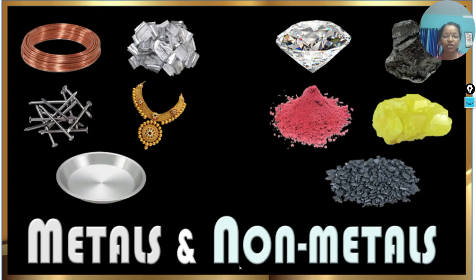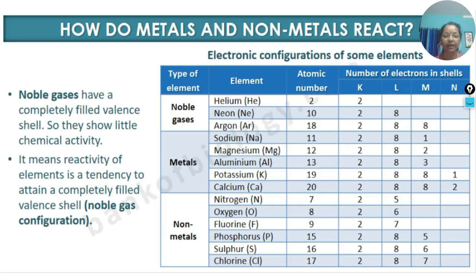Hi students, today we will discuss the next topic in the chapter metals and nonmetals. The topic is how do metals and nonmetals react? Before coming to that topic, we can find out why do metals and nonmetals react?